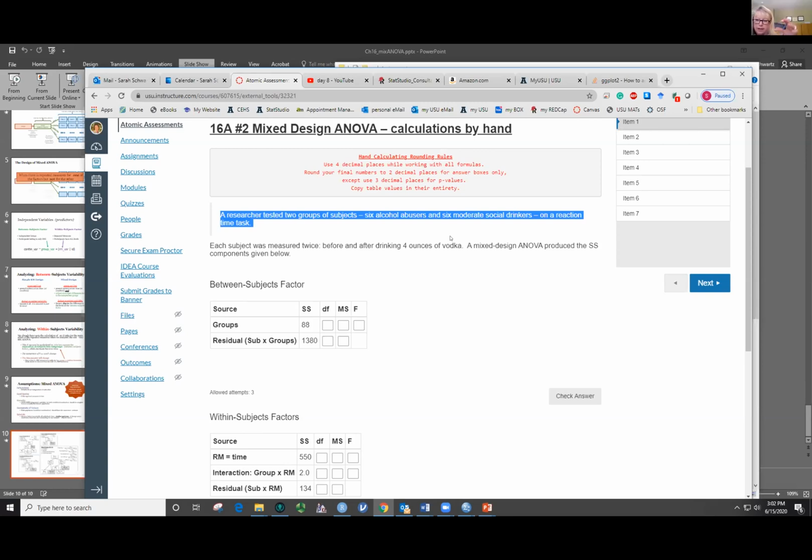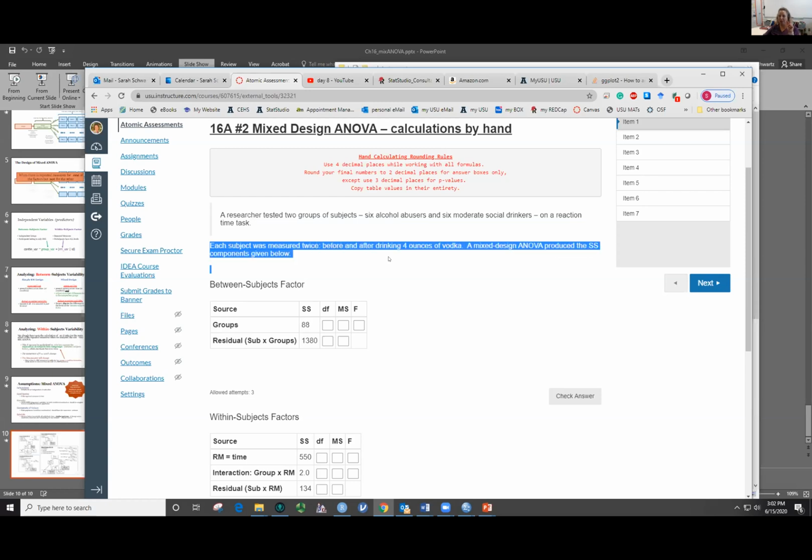Independent. Independent factor, it's the grouping. Independent factor, it's a between subjects factor. Between subjects are between one or the other. So that's our grouping variable. Each subject is measured twice, before and after drinking 4 ounces of vodka. What is our repeated measure?